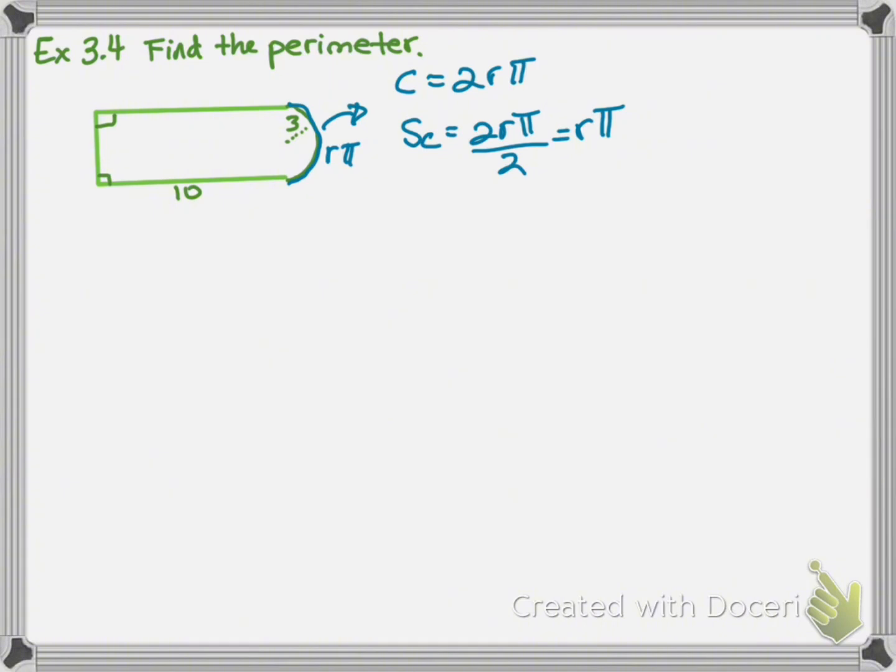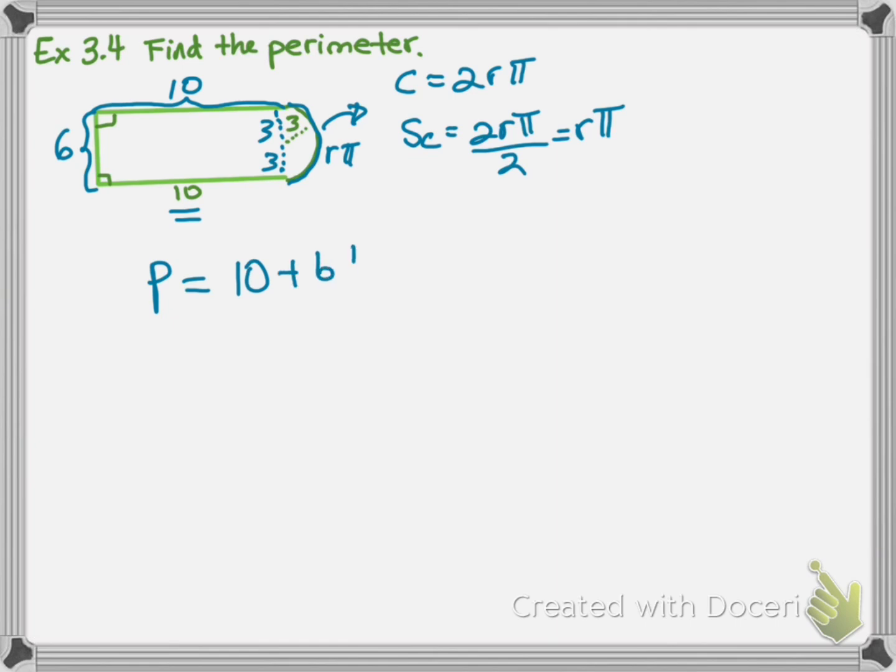Now, the other thing we have to do before we find the perimeter is find these measurements. How much is this? Because it's not given. And how much is this? Now, the one on the top is really easy. It's 10 because it's the same as this one. And then this one, we have to notice that this is 2 radii. So that's 3 plus 3, 6.